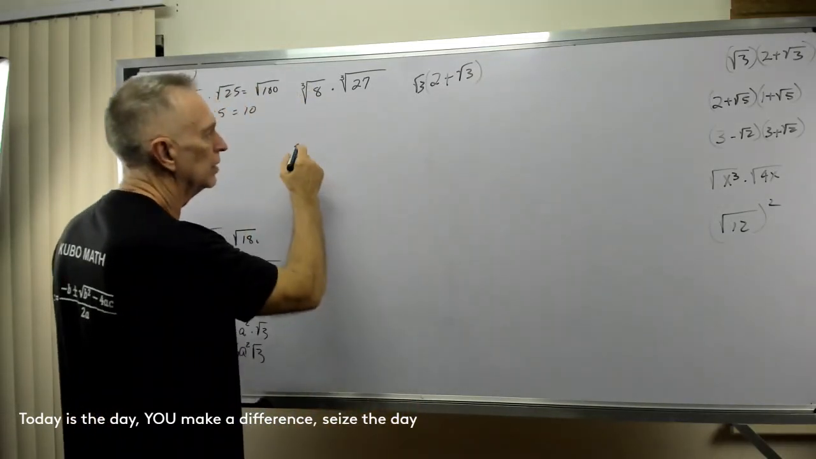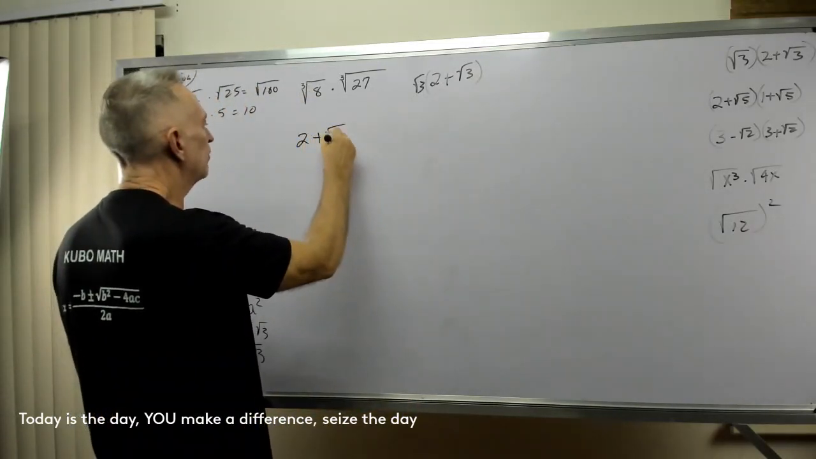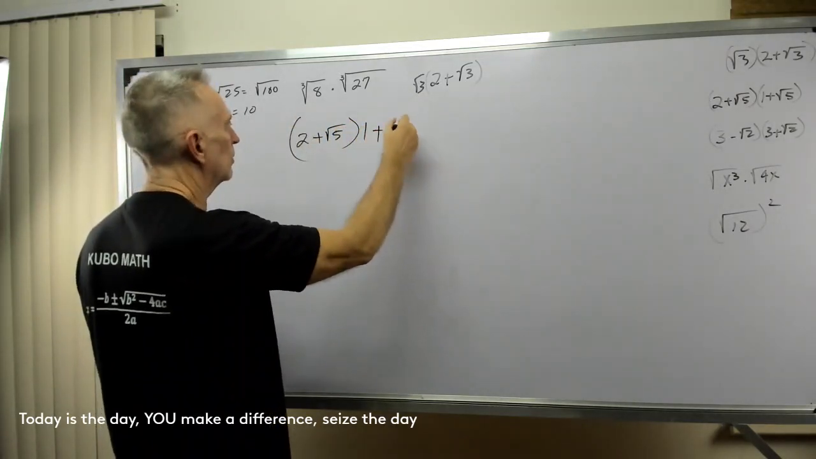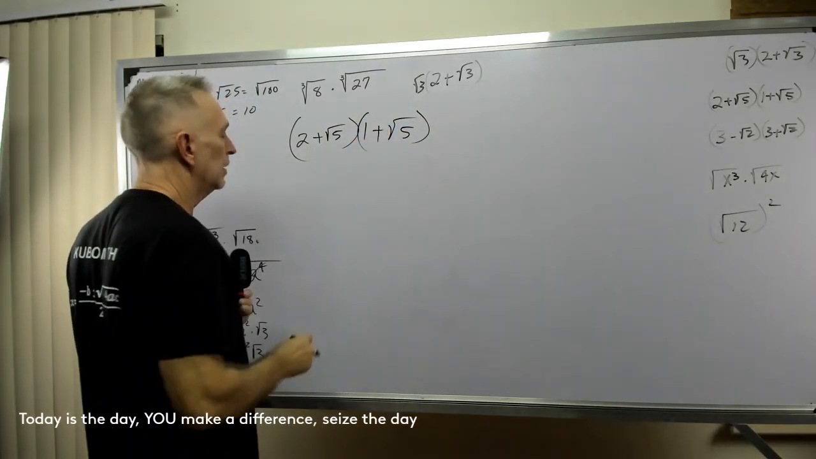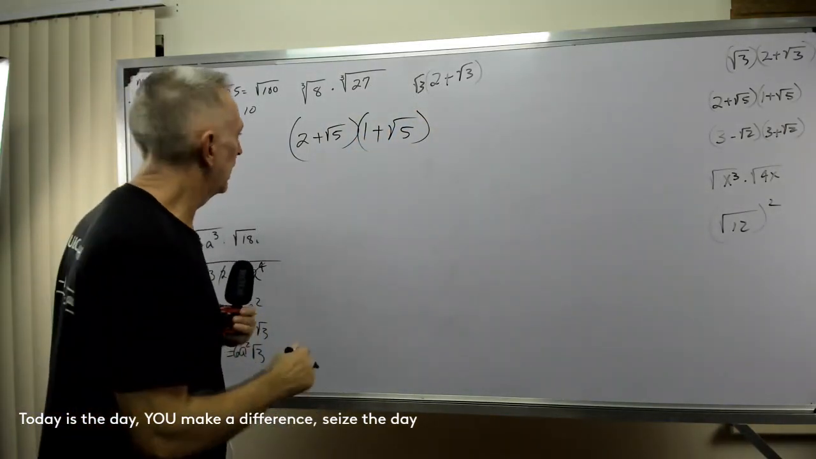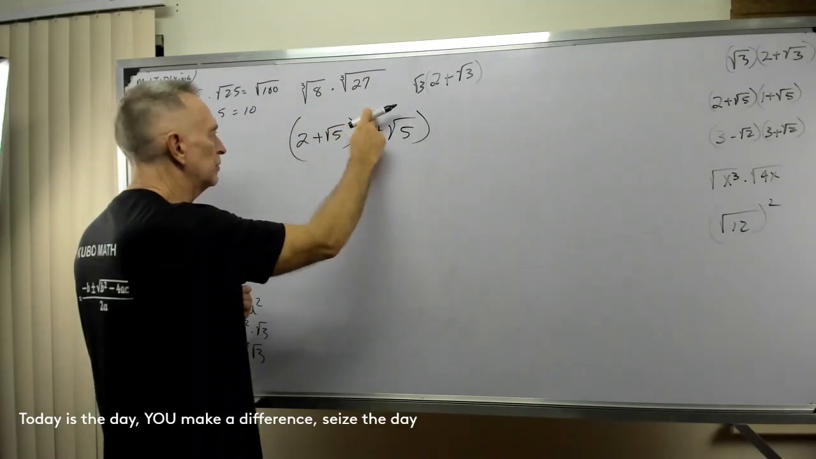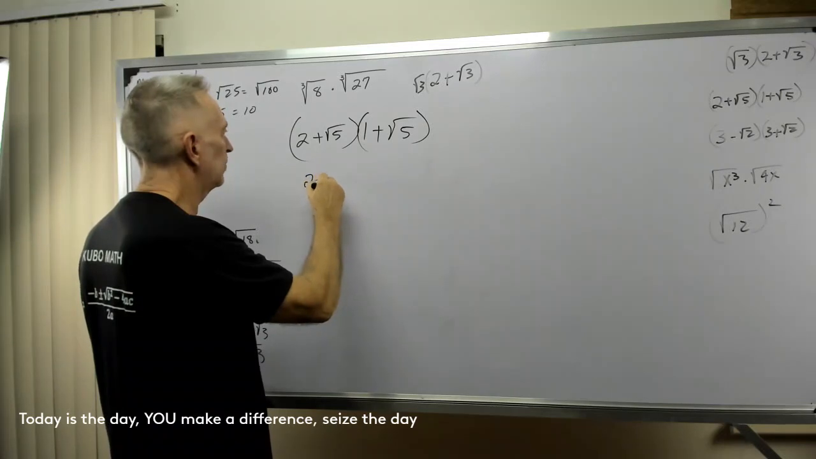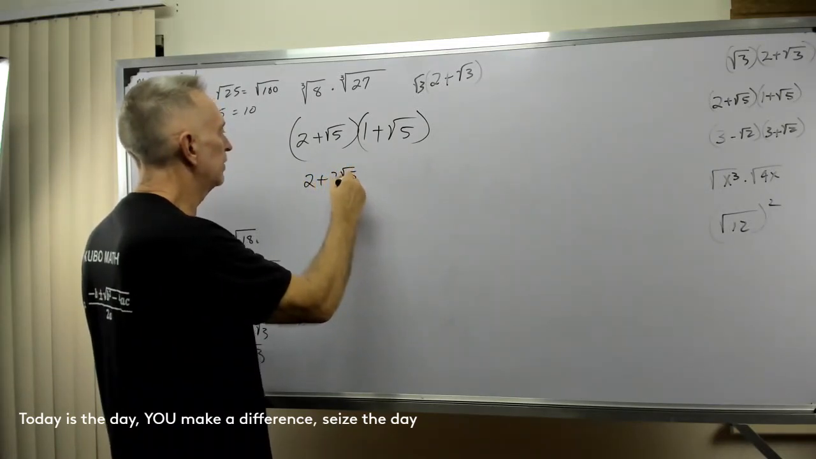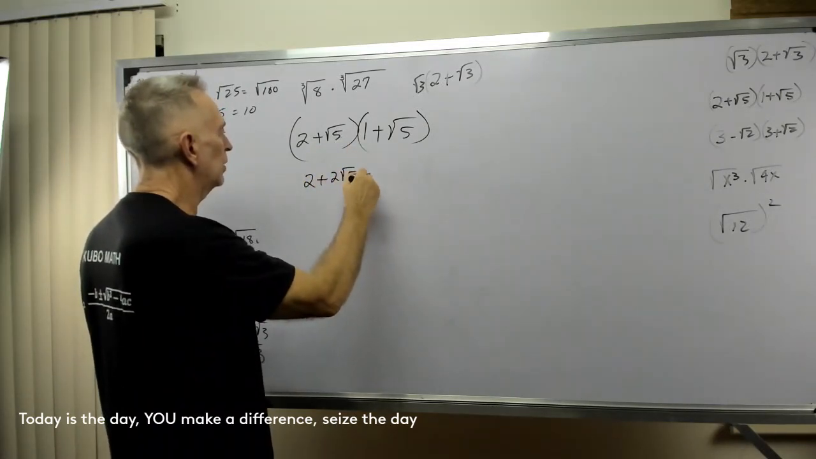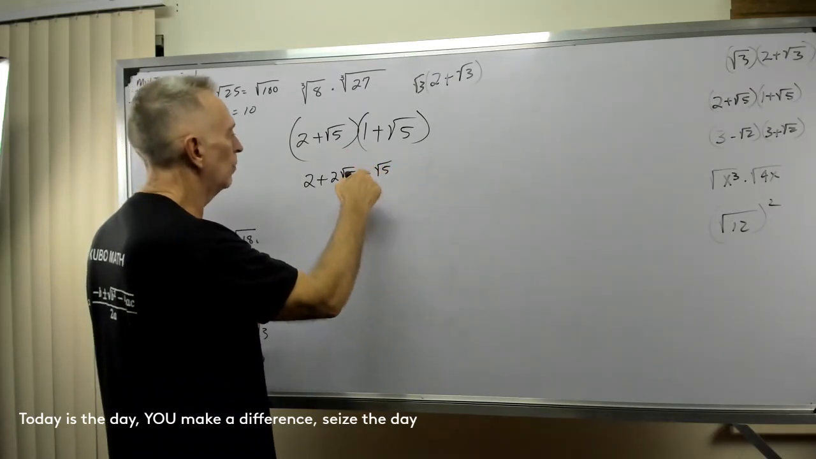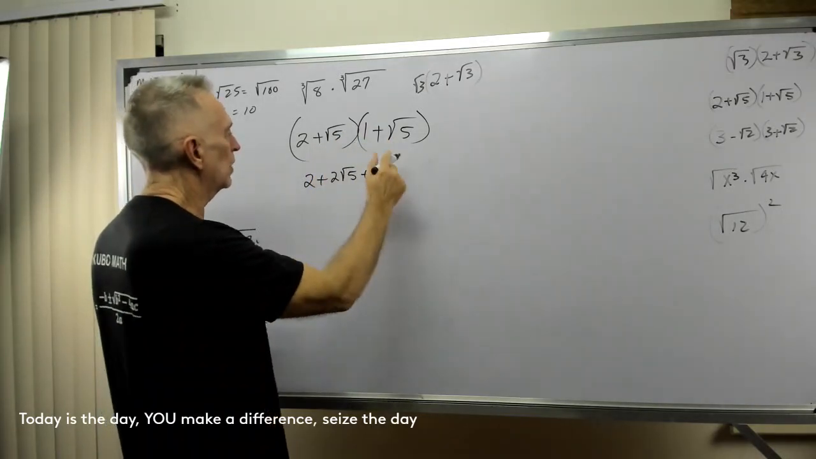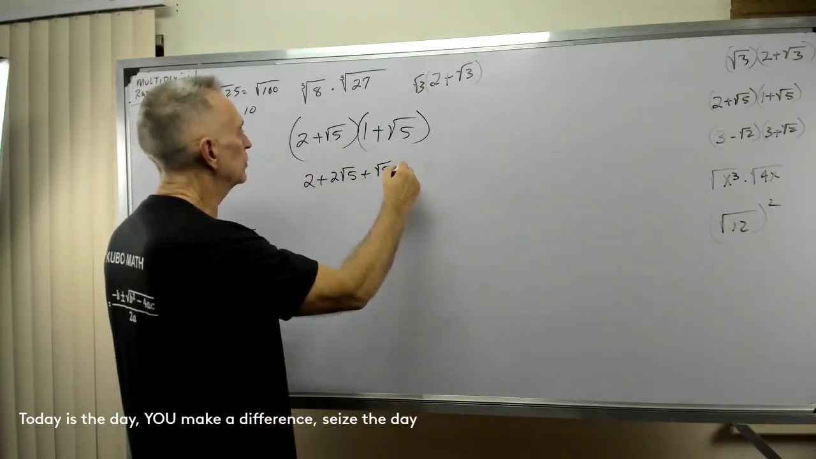2 plus square root 5 and 1 plus square root 5. Now you've learned the FOIL method by now. So we'll do first times first. So 2 times 1 is 2. Outer times outer, so I have plus 2 square root 5. Inner times inner, plus 1 square root 5. I'll leave the 1 off, but it's assumed here. And then the square root of 5 times the square root of 5 is 5.